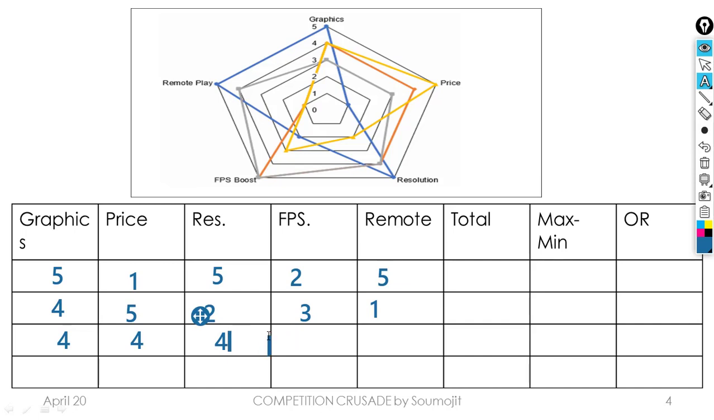Okay, I just made a mistake. 4 4 4, and then this one is 5, this one is 1. I'm just following the lines, the red one, the yellow one, and the black one. So I'll plot for the black also.